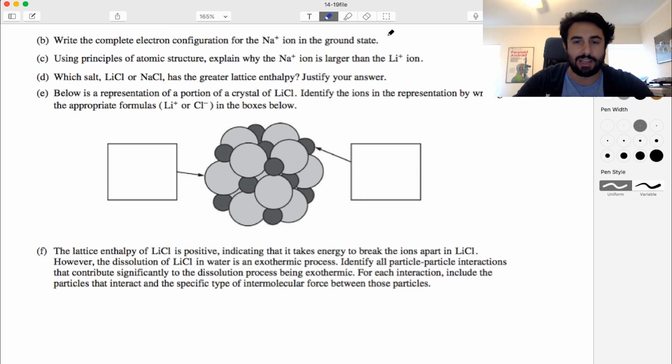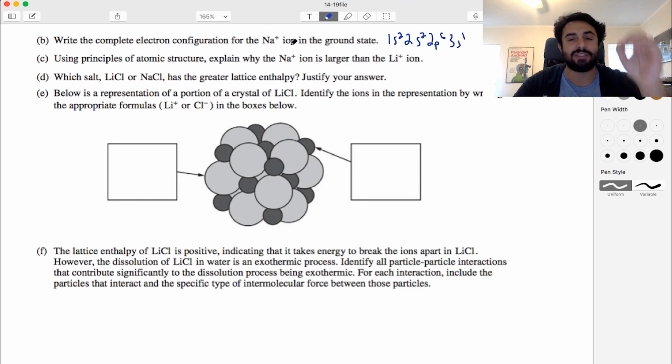So if we look at the periodic table, we would know that sodium is 1s2, 2s2, 2p6, 3s1, right? So that's the ground state for neutral sodium. And so sodium plus is going to lose one electron, so it's going to lose this 3s electron. So the sodium plus is 1s2, 2s2, 2p6. This is essentially neon electron configuration, which is why it's so easy for sodium to lose an electron, so it can attain the noble gas electron configuration. Now, using principles of atomic structure, explain why the sodium plus ion is larger than the lithium plus ion.